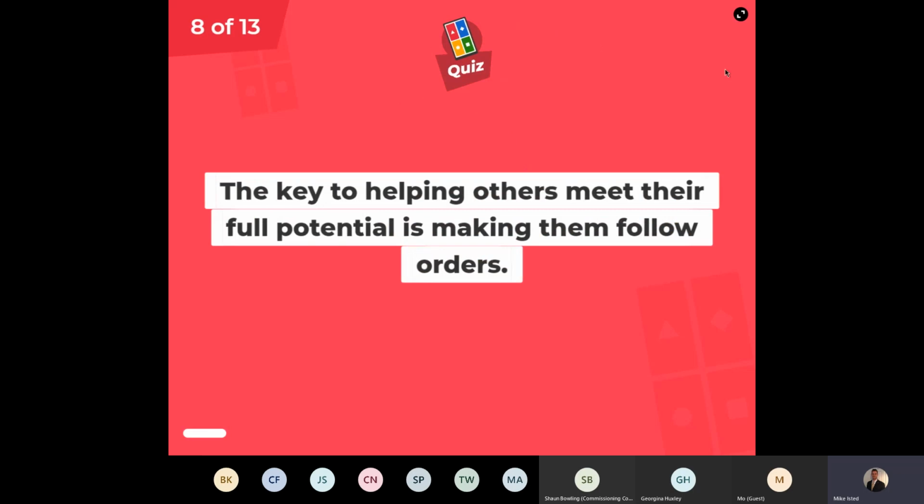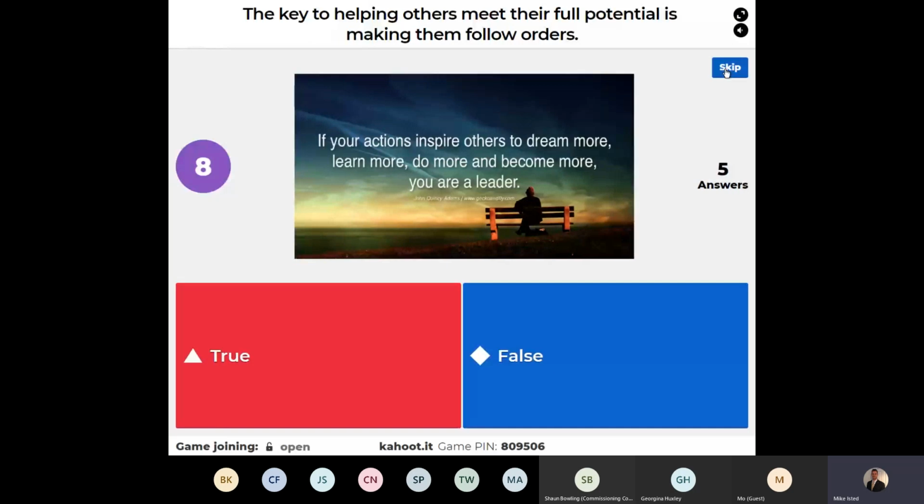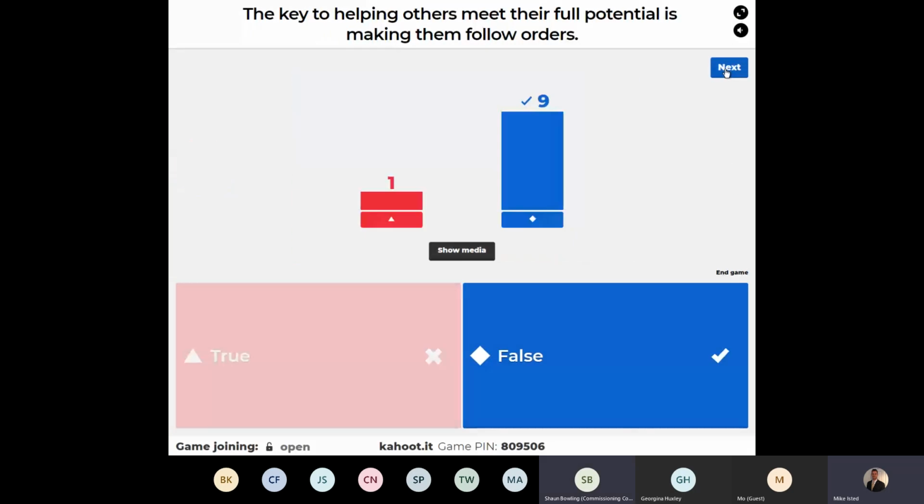Let's go. Question 8 then. The key to helping others meet their full potential is making them follow orders. True or false? False. Yes, false. If you make somebody follow orders, then ultimately, what empowerment are you giving them? They're not enthused to do it. We've all been on the receiving end of being told what to do. Go and clean your bedroom. Get your bedroom tidied up. Put your bike away.